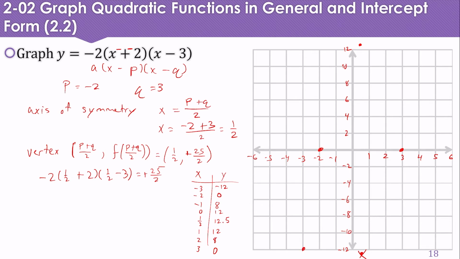Negative 3 is negative 12. Negative 2 is 0. Negative 1 is 8. 0 is 12. Then we have our vertex, which I had made a mistake on. It should be a positive 12.5. And then 1 is 12. 2 is 8. 3 is 0. 4 was negative 12. So here's a nice graph that takes up the entire graph like that. And try to smooth it out a little bit so it looks nice. Well, that's your graph.